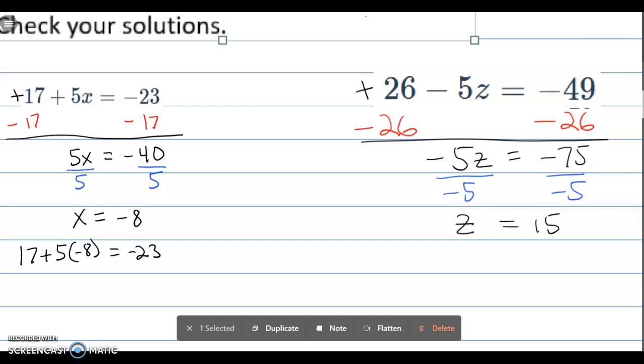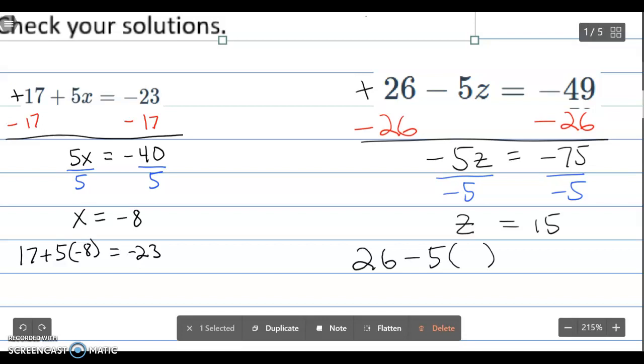Now to double check your answer, you could do 26 minus 5 times z, which is 15. Hit enter and see if you get negative 49. And when you do, you know that it's correct.